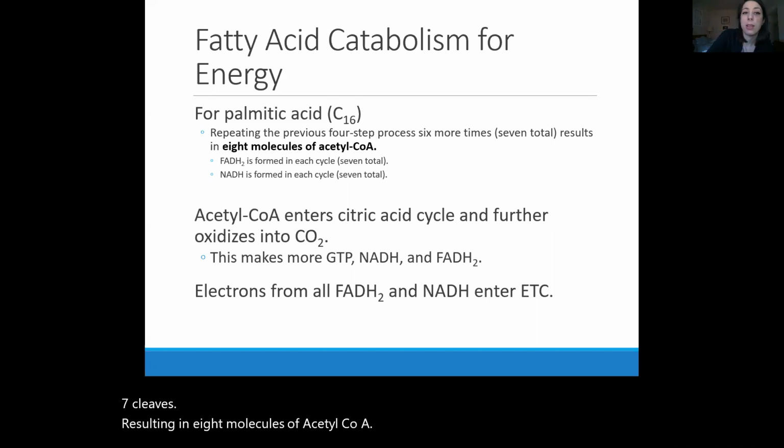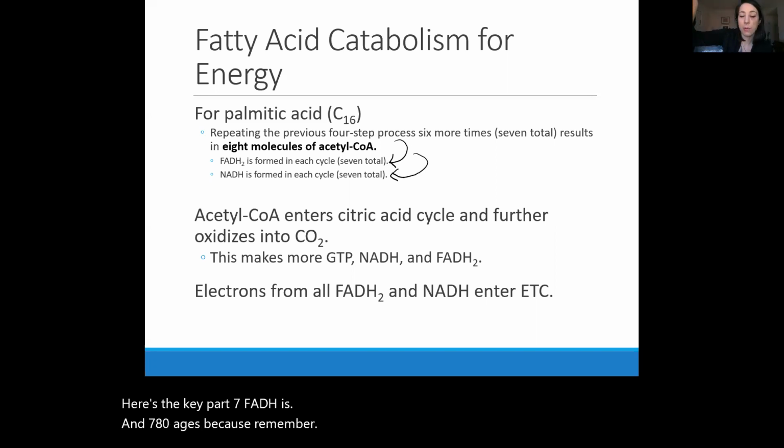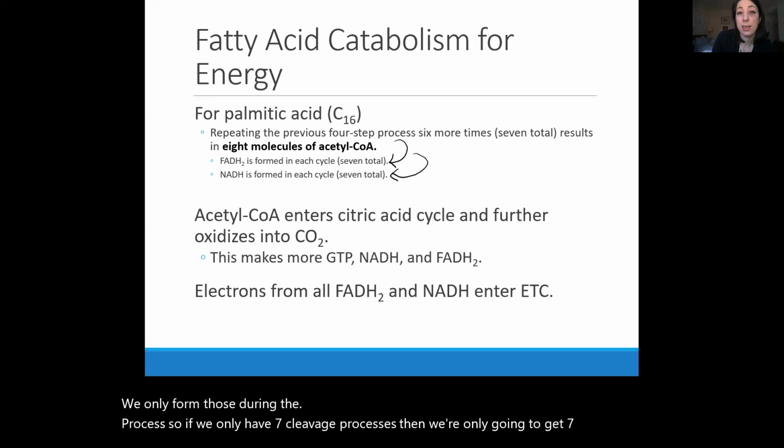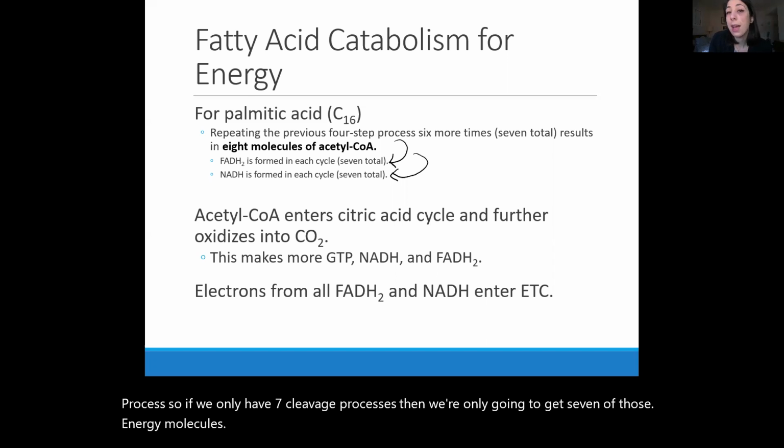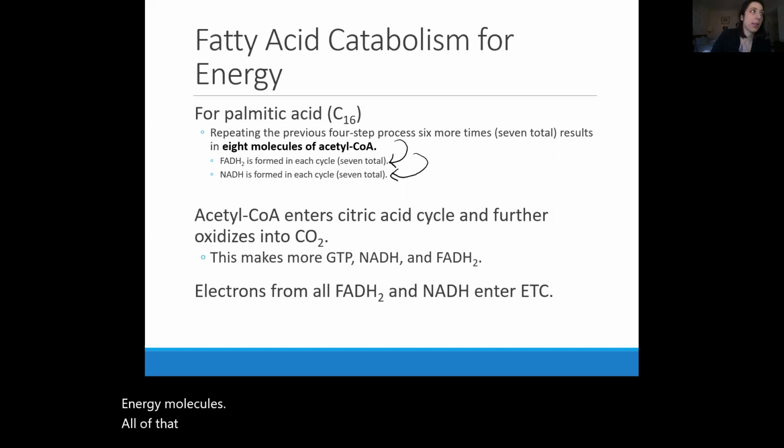Here's the key part: 7 FADH2 and 7 NADH, because remember, we only form those during the process. So if we only have 7 cleavage processes, then we're only going to get 7 of those energy molecules. All of that acetyl-CoA is where we are getting the energy.